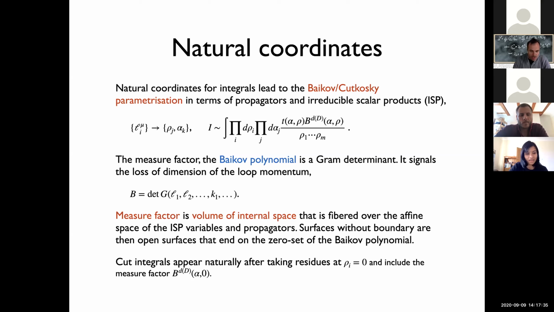At two loops, a similar thing happens. At two loops, typically you can rotate the two loop momenta into the 5th and 6th dimension, and then when they degenerate to lie either in 5 dimensions or in 4, then this Bykov polynomial vanishes. And if you think about what happens in this space, you then have these zero sets of the Bykov polynomial, and that at the same time is the place where this internal space that is fibered over this space vanishes. So the Bykov polynomial basically determines for you a boundary where this internal space goes to 0.